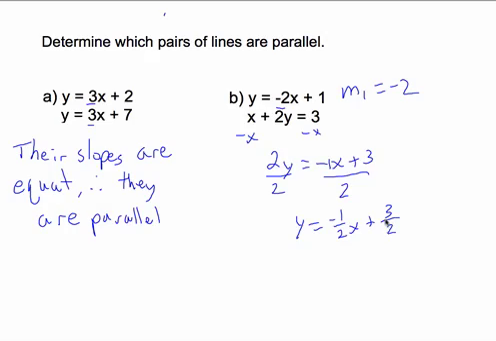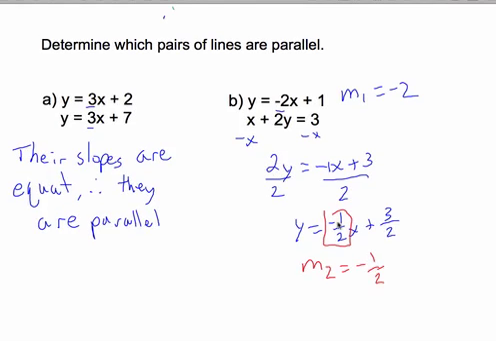That part's not even really important because we're just looking at the slopes. So the slope of this second line, m2, equals negative half, and the slope of the first line is negative 2. They're not equal, so therefore they are not parallel.